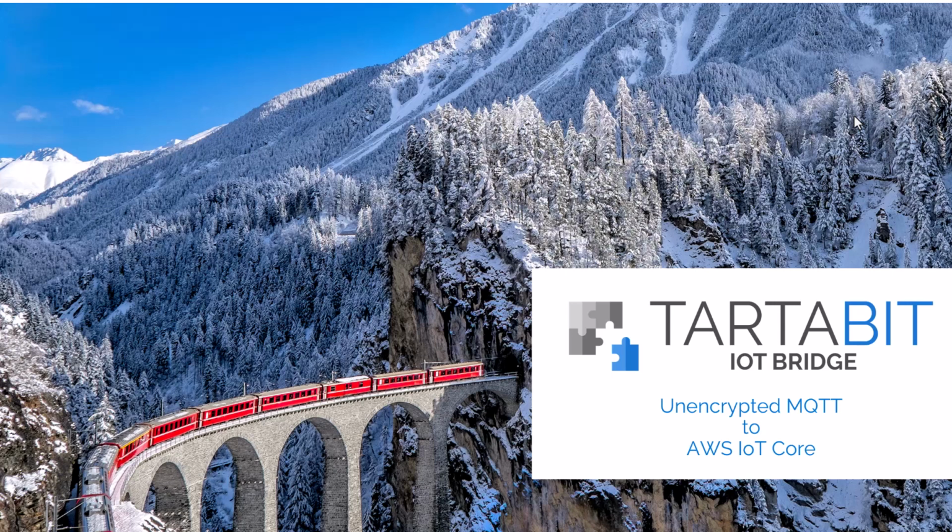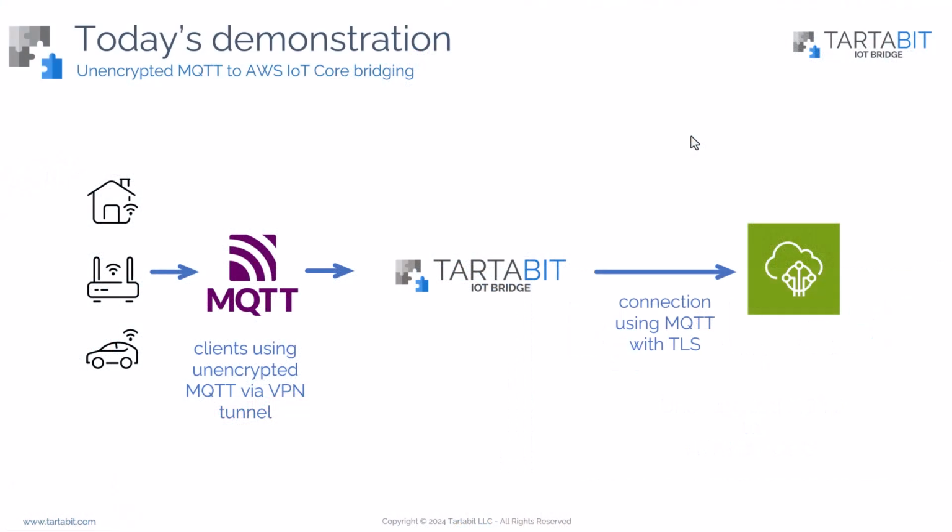Today we'll be looking at unencrypted MQTT to AWS IoT Core communications. There are many reasons why you may want to connect an unencrypted MQTT connection to AWS IoT Core. It could be due to power constraints, monthly data consumption, or a limitation of the microcontroller, whatever it may be. We provide a solution to seamlessly bridge those MQTT connections to TLS-enabled MQTT connections in AWS IoT Core.